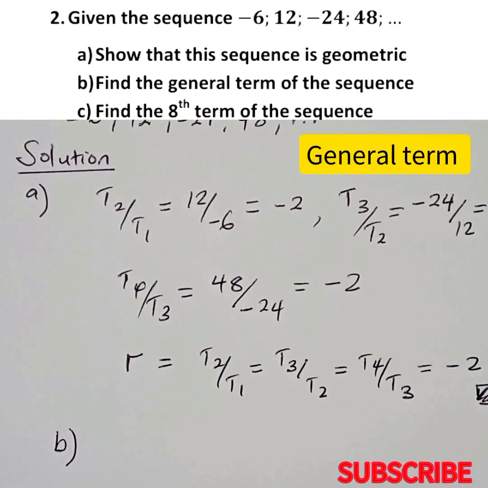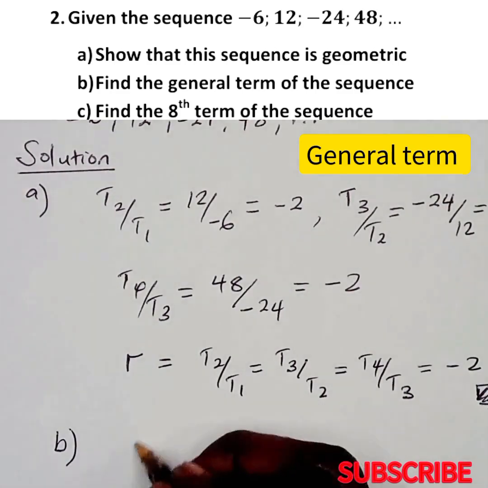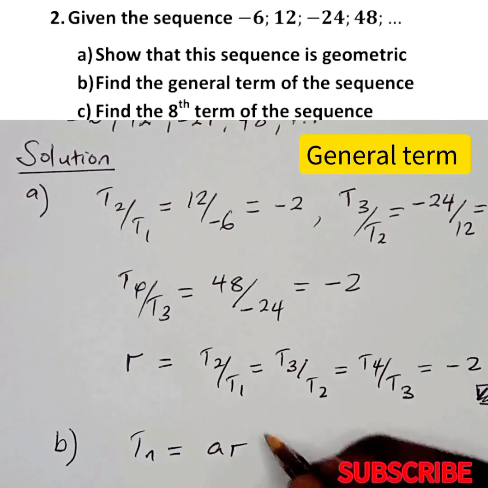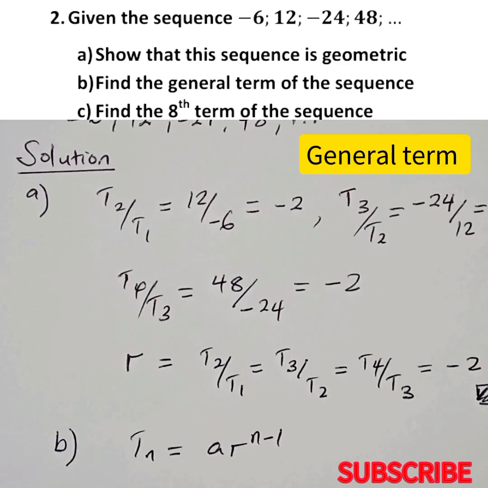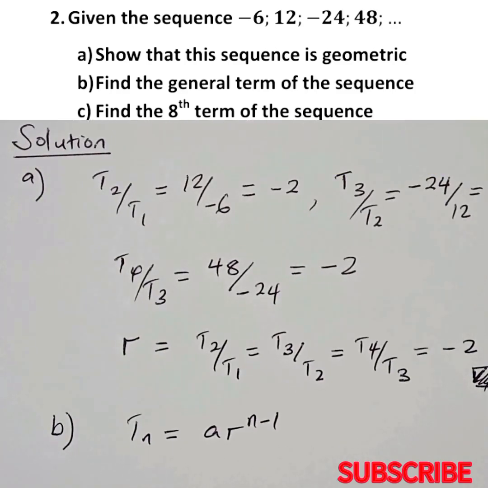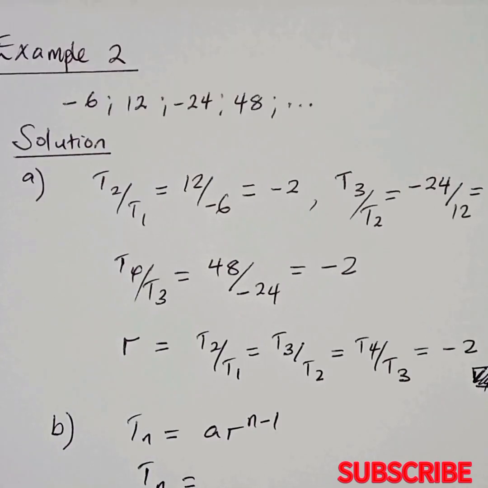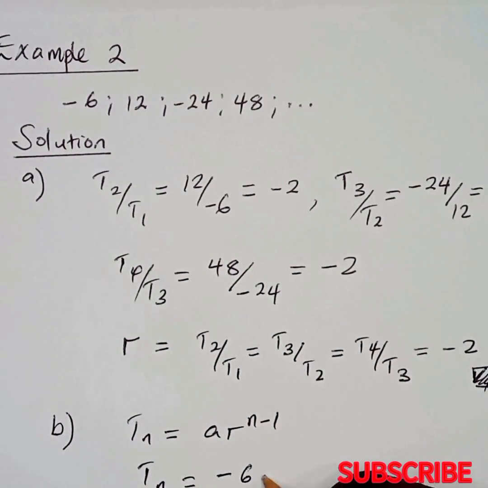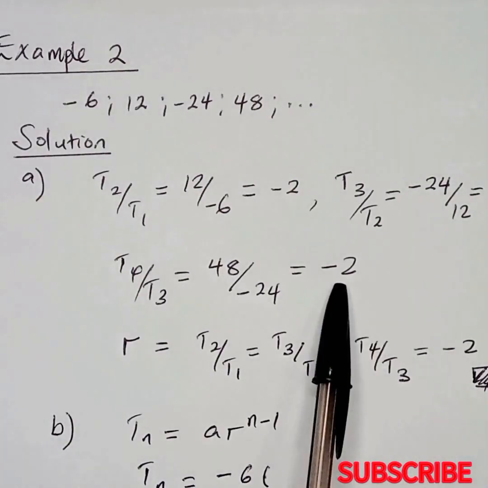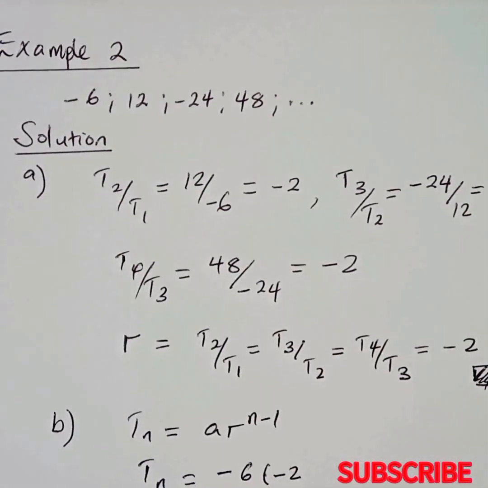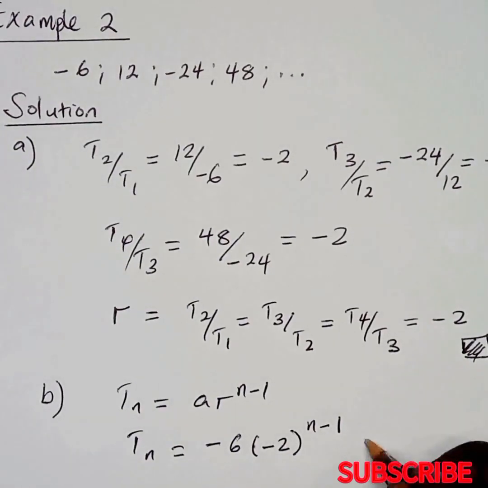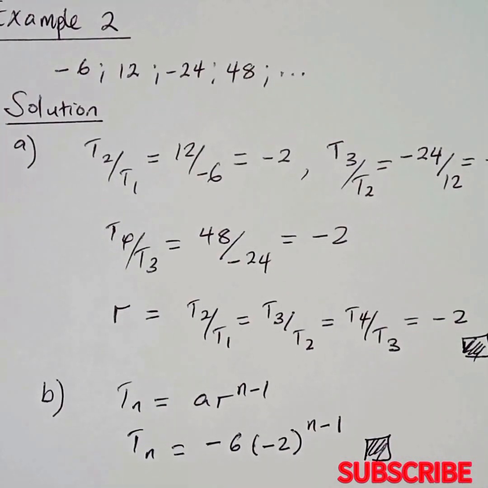Remember, the general term for all geometric sequences is given by Tn is equal to A, the first term, multiplied by R, the common ratio, to the power n-1. Now, to find that general term for this sequence, we are going to say Tn is equal to A. You remember A is -6 from above there, -6. Then that's multiplying the common ratio. We've just got it, -2, and that's to the power n-1. And that's the general term for this particular sequence.